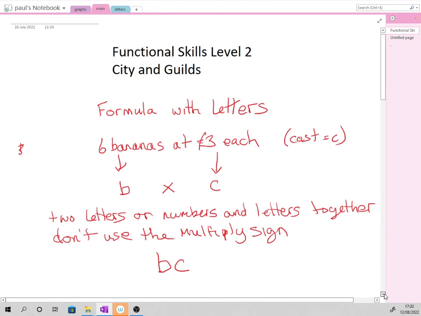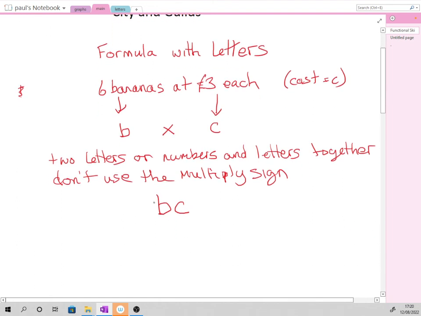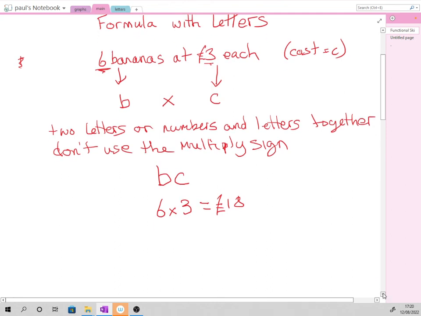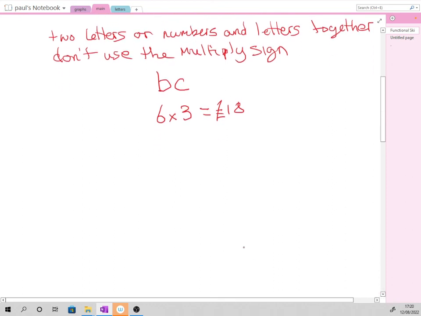Now, how do we work this out? We know that the value of B is 6, so we put 6 in place of the B. And the value of C is 3, so we put 3 in place of the C. And we just multiply the 3 together. We've got to put a multiplier in there, otherwise it looks like 63 and 18. So we're using letters. It's very strange, but we need this when we're doing areas and volumes and things like this. It's all going to be letters.